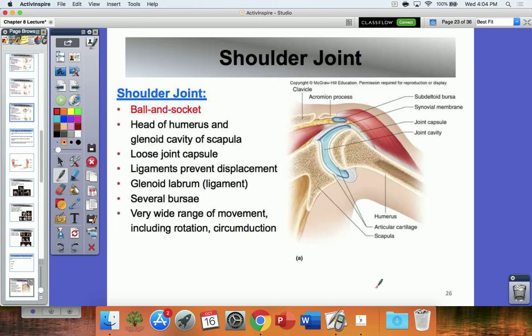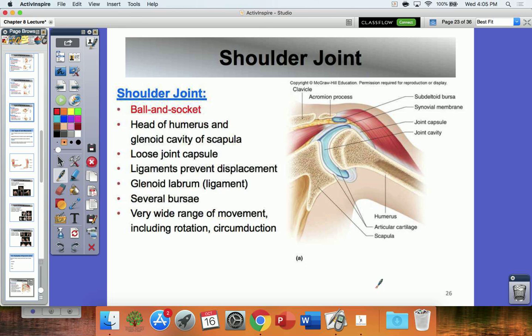So the first is our shoulder joint. First, I want to say, we know that this is the ball and socket because we've already mentioned it. But for each of these, know what bones help to make them up. Like, for instance, the shoulder joint is going to be the head of the humerus and the glenoid cavity of the scapula. But I also want you to know what ligaments help to hold this joint together.